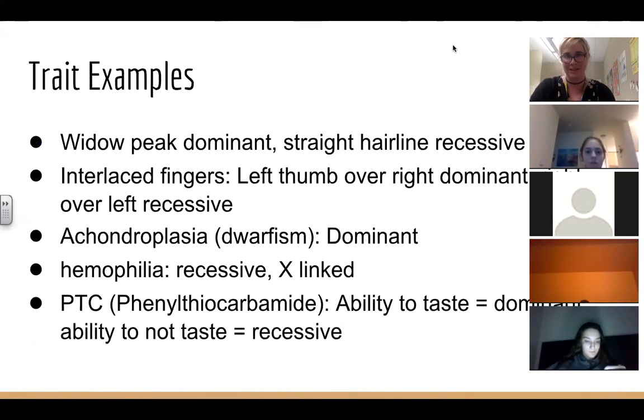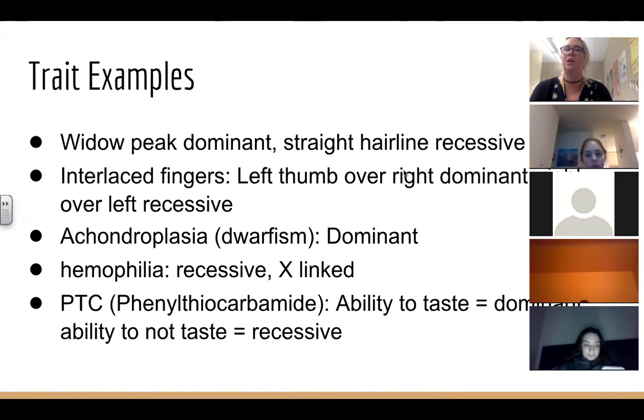Widow's peak, right? That's actually the presence or absence of a peak of hair. So I don't have one, right? My hairline is pretty straight. Some people have a super exaggerated one, like a Dracula widow's peak, or it could be just subtle. But having a widow's peak is a dominant trait. If you have a straight hairline, it's recessive.